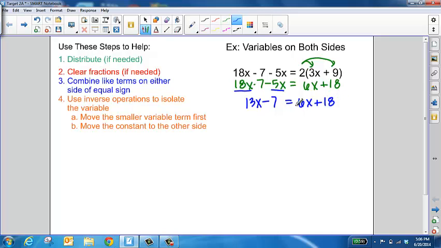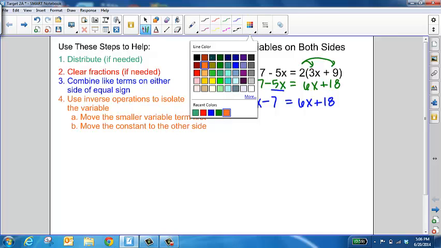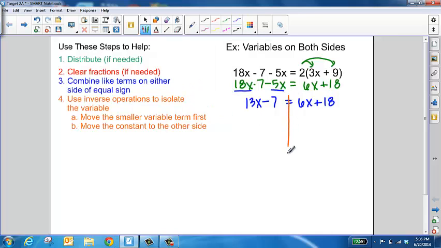So now from here, we can use inverse operations to isolate that variable. So what we're going to do is draw a dividing line right through that equal sign so that we know what we do to one side of the equation, we have to do on the other side as well. So we're going to move the smaller variable term first. So between 13x and 6x, the 6x is actually smaller. Since it's positive, we're going to subtract 6x from both sides, like so.